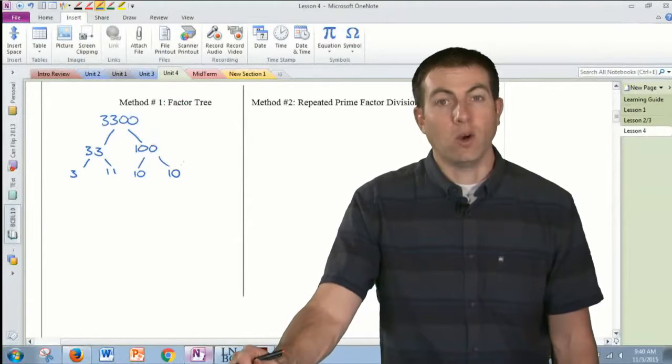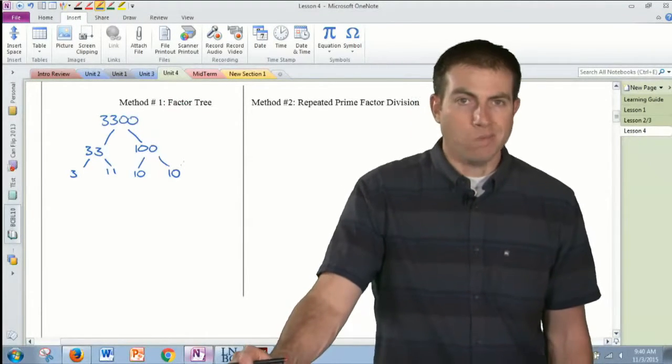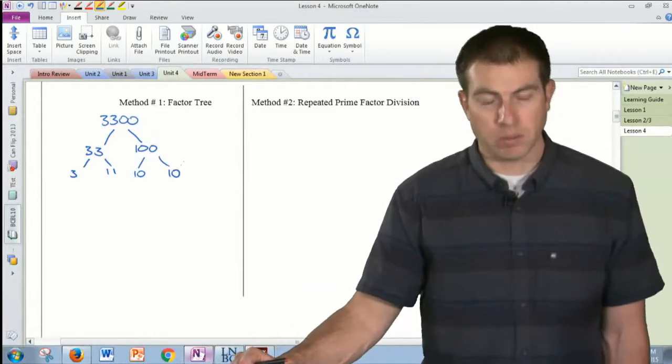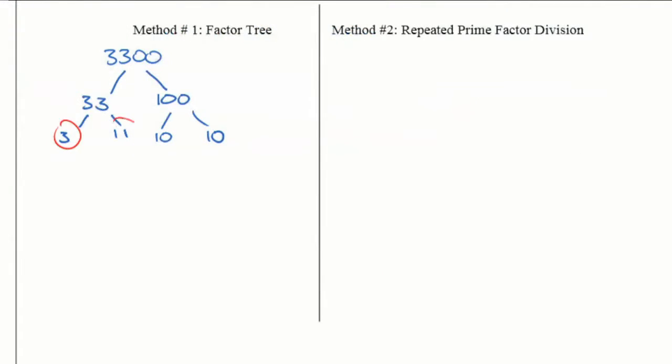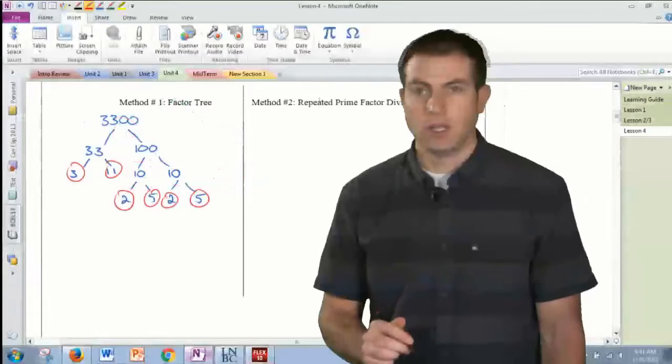Now, I know I'm done when I have a prime number. And prime numbers are only divisible by 1 and themselves. So what are my primes here? 3 and 11 are both prime, so I can stop at those guys. But 10 is not prime. I can break 10 down further into 2 and 5, and I'll do the same thing here, 2 and 5. Now this is done. These are all prime numbers, and I can't break it down any farther.